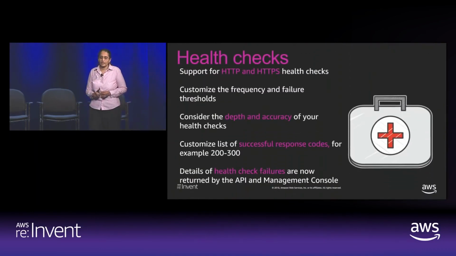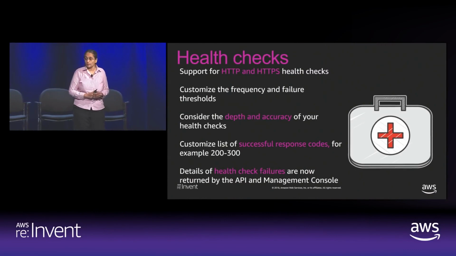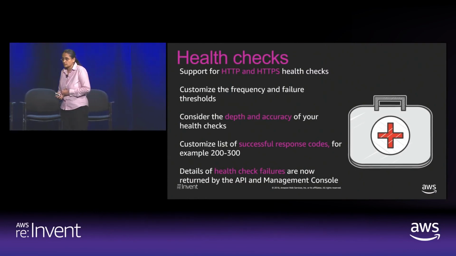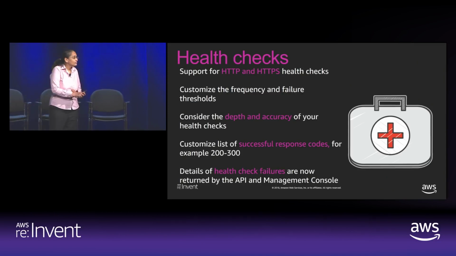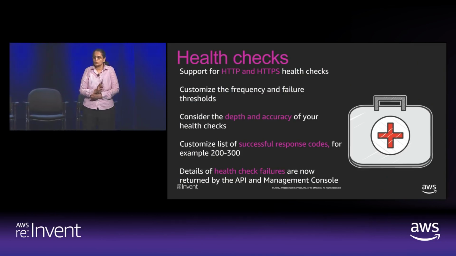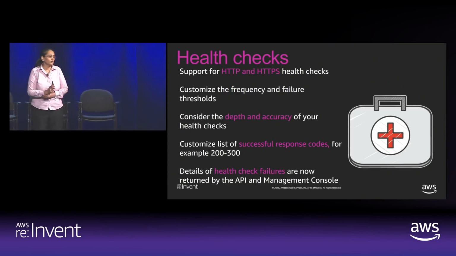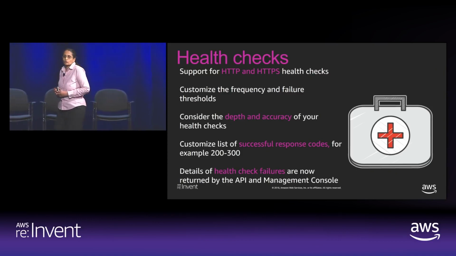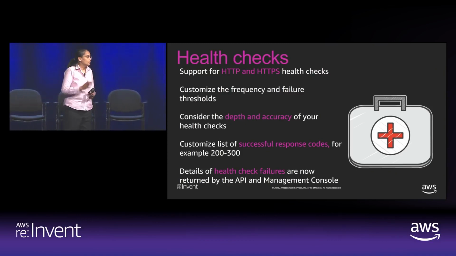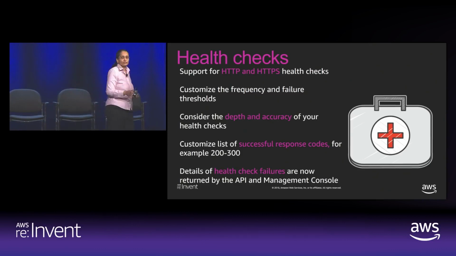Going a little bit deeper into the kind of health checks that we provide on the load balancer, this is an application load balancer, so we can provide HTTP health checks. You can configure the frequency and failure threshold for each of those health checks, and the depth and accuracy of the health checks. One thing I want to quickly call out is that in a classic load balancer, when all the health checks on your backend failed, we would fail close that request. In the application load balancer, we changed that behavior. When all the health checks fail, we fail open.